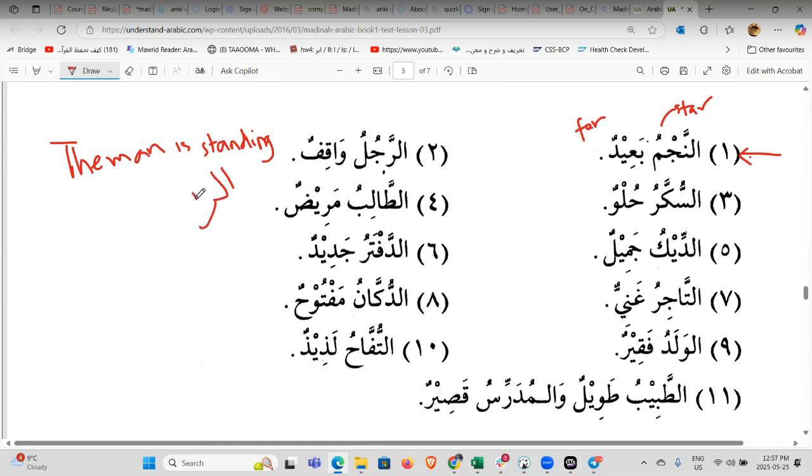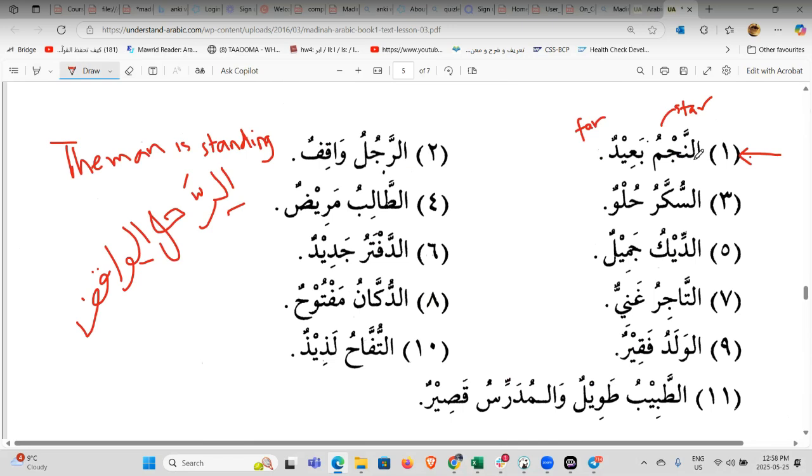الرجل الواقف. Like that. Okay, so we have alif and lam here and alif and lam here. Now, one thing you'll notice with a lot of these words that we're saying is that we're not pronouncing the lam.